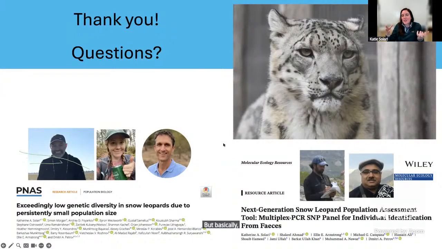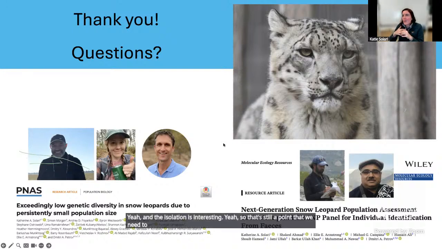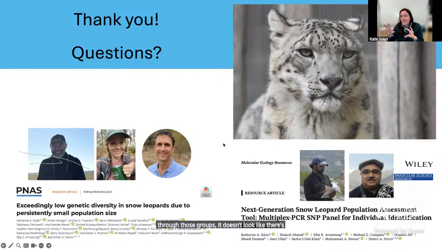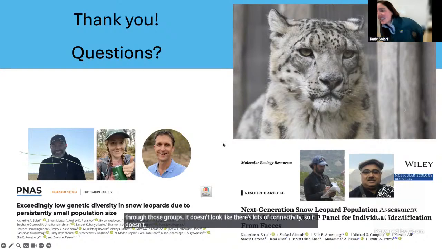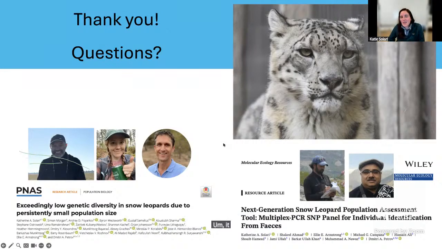Basically, the measures that we made show that there should be some level of connectivity still, but it's hard to say how much. And the isolation is interesting. So that's still a point that we need to flesh out more, because it is important to keep connectivity where there is connectivity. Through those groups, it doesn't look like there's lots of connectivity. So it didn't seem to us like a main priority that there are main corridors between these areas. It doesn't seem like that's the case. But we're hoping to get better numbers on that moving forward.